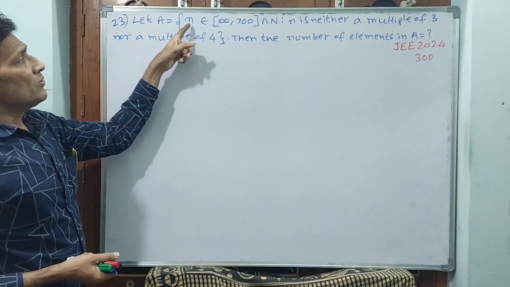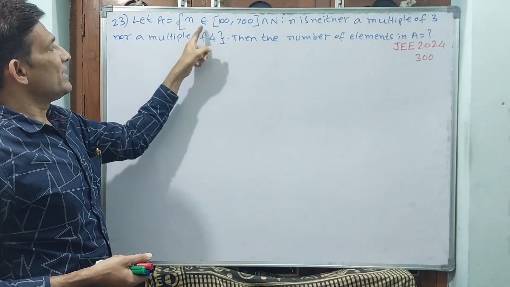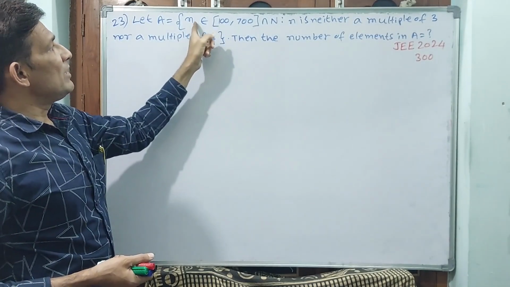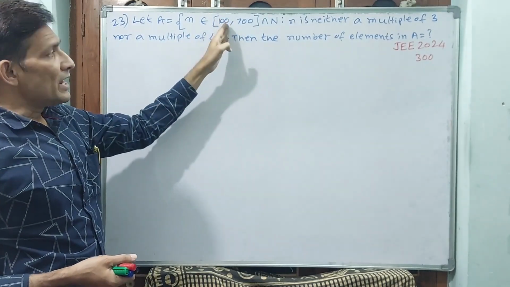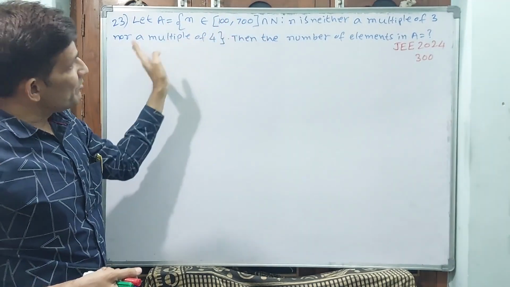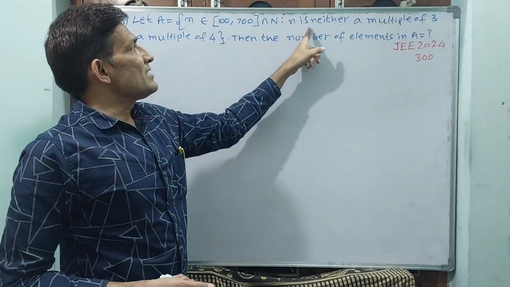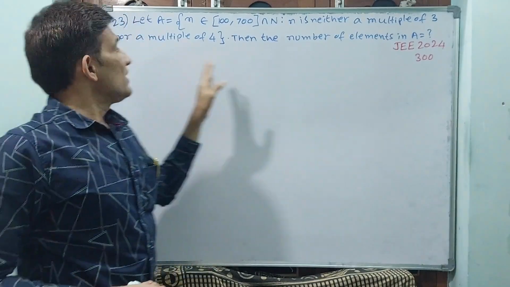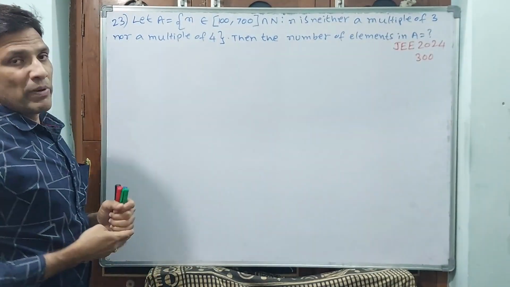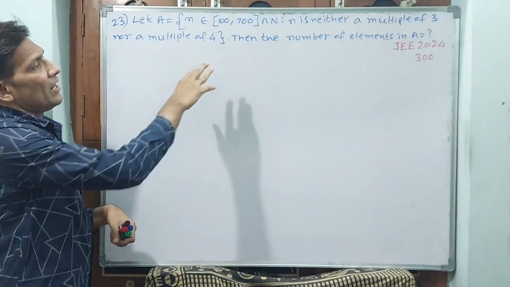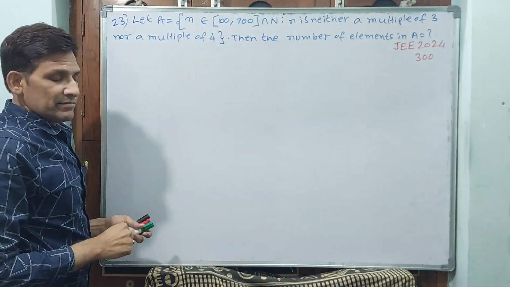Let A be a set. Why? Because the braces show a set. For values of n belonging to the closed interval 100 to 700, 100 you have to take, 700 you have to take, and all in between. But one condition is there: n is neither a multiple of 3 nor a multiple of 4. That means it should not be divisible by 3 or 4. And what is the number of elements in this set A? Like that they are asking.